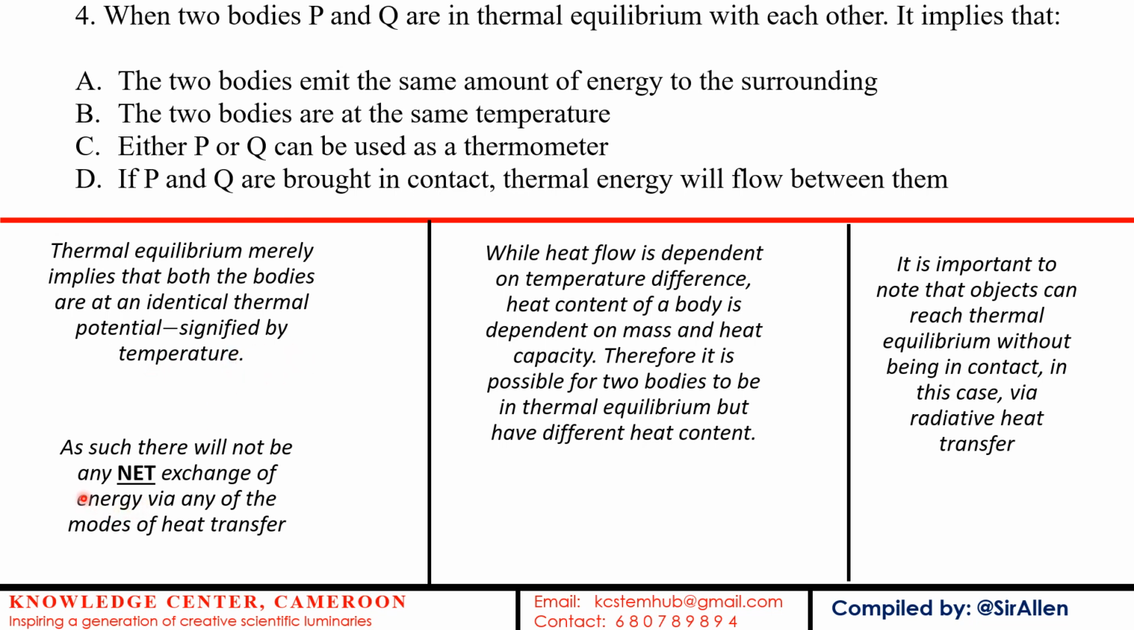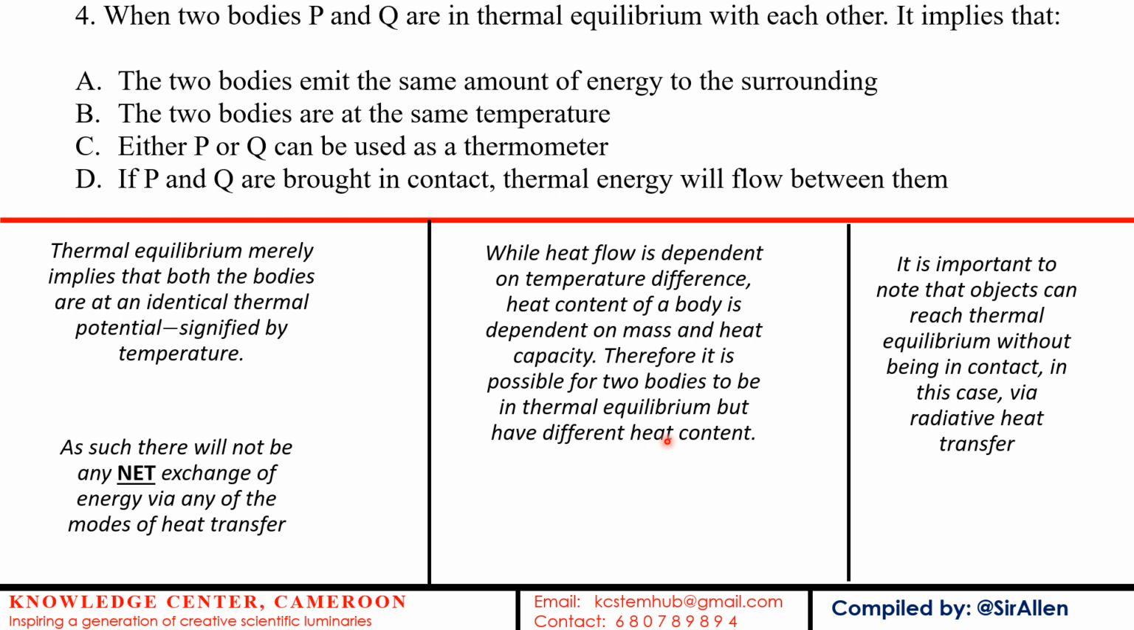As such, there will not be any net, I've highlighted and underlined that, net exchange of energy via any of the modes of heat transfer. So there's no net energy exchange, but there is energy exchange. While heat flow is dependent on temperature difference, heat content of a body is dependent on mass and heat capacity. Therefore, it is possible for two bodies to be in thermal equilibrium but have different heat content. Since thermal equilibrium is a function of the temperature difference between two objects, it's possible that two bodies with completely different heat contents can exist at the same temperature.